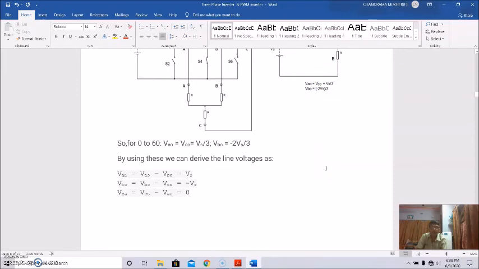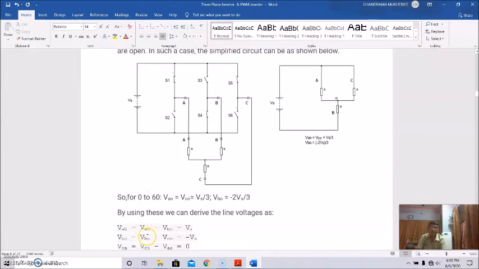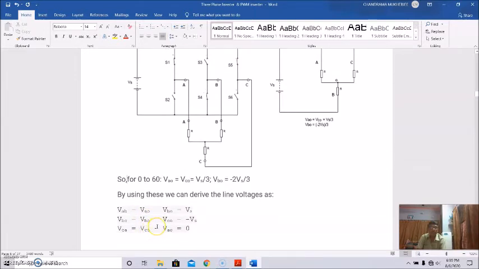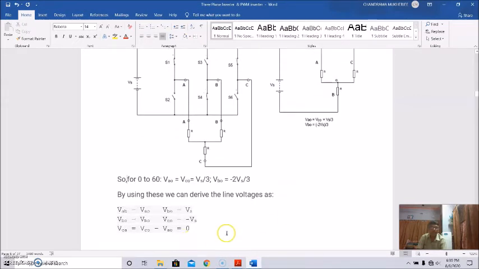So by using this, we can derive the line voltages as VAB equal to, what is VAB? VAB equal to VAO minus VBO, that is equal to Vs, and VBC equal to VBO minus VCO, equal to minus Vs, and VCA equal to VCO minus VAO, that is equal to 0. So these are the line voltages. You can derive them this way.